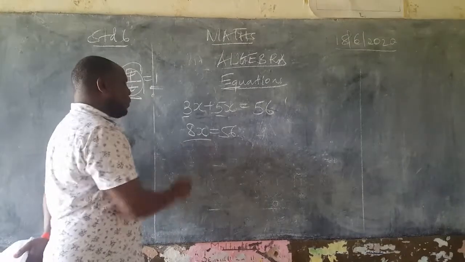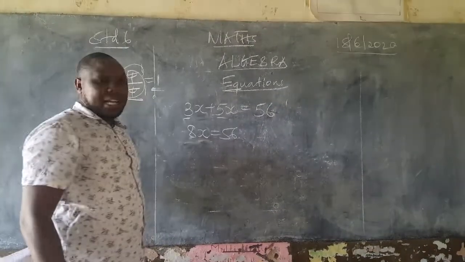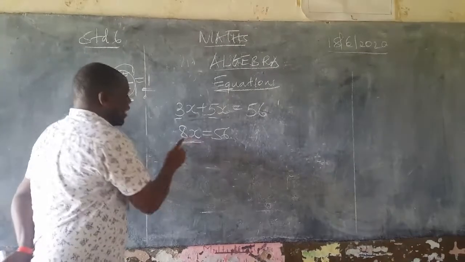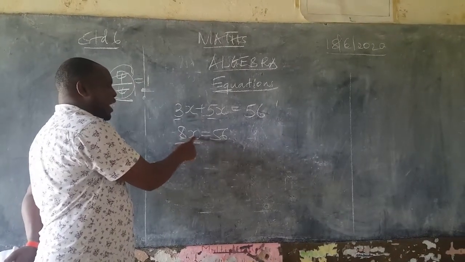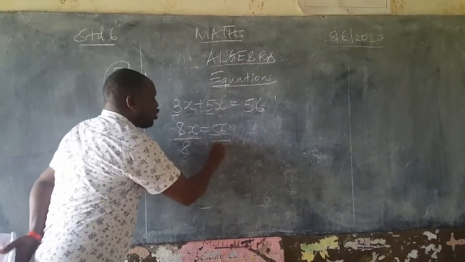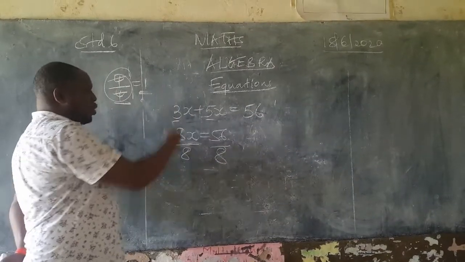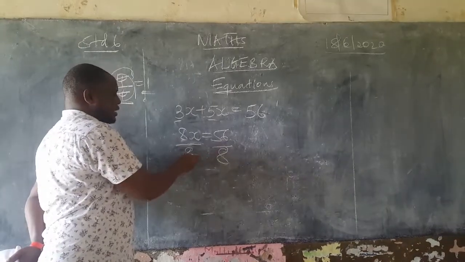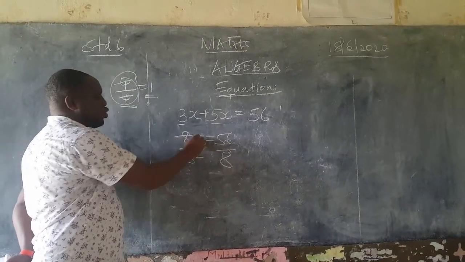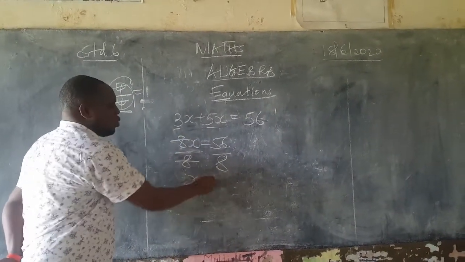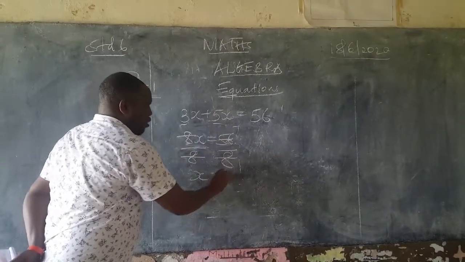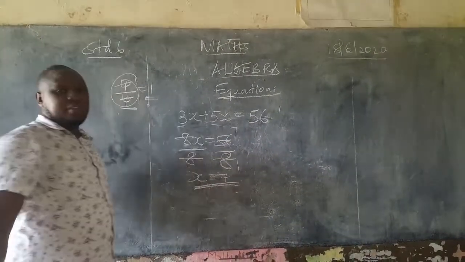So this is going to be 8x. We don't want 8x, we want one single x. For us to get one single x, we are going to divide by the number that appears before x, which is 8. You divide by 8 on both sides. What you do on the left-hand side, you must also do on the right-hand side. So 8 by 8 is 1, and 56 by 8, you remain with x is equal to 7. So our value of x is equal to 7.